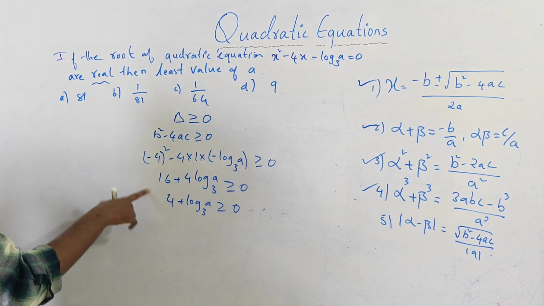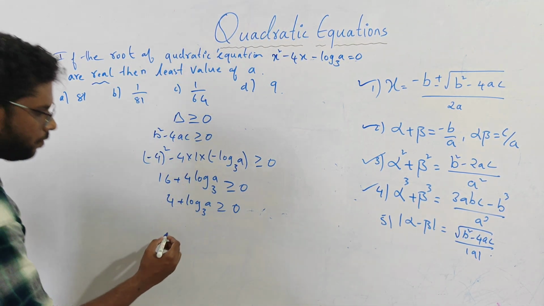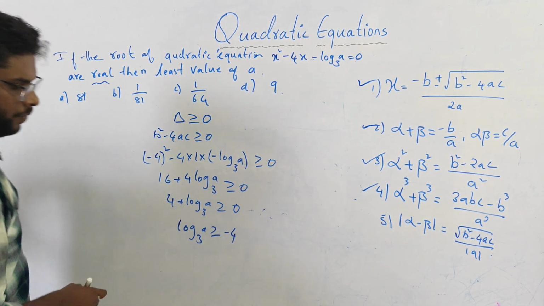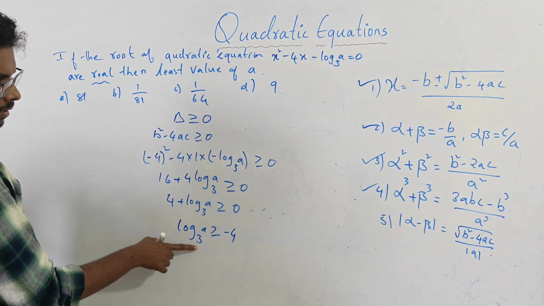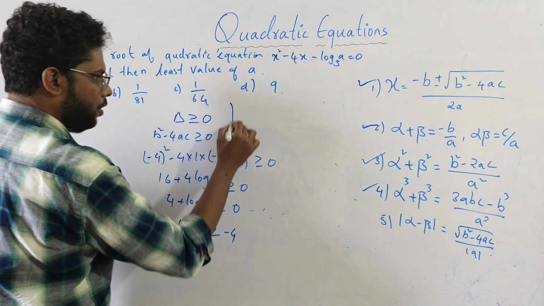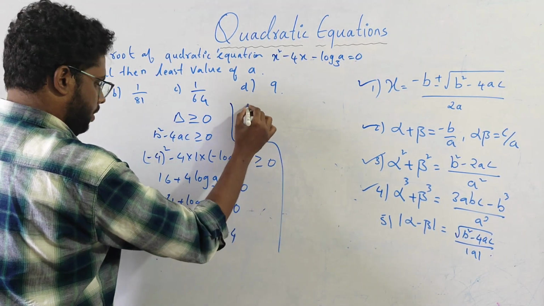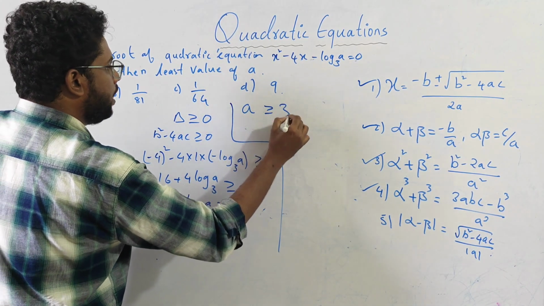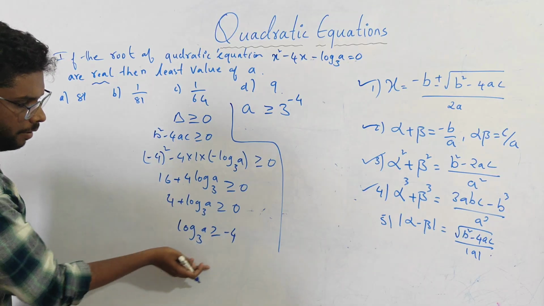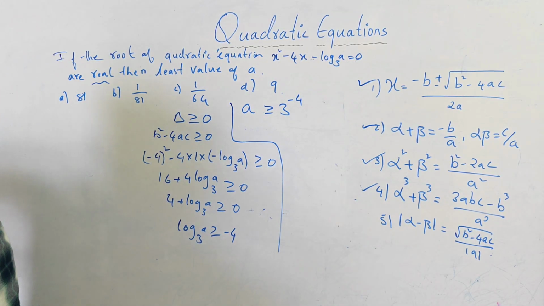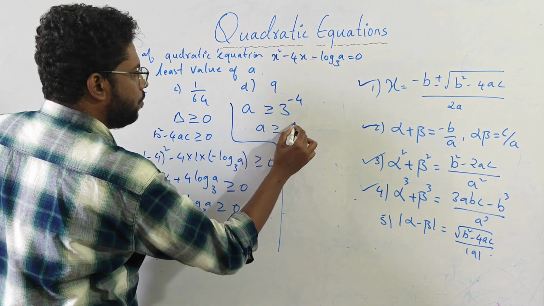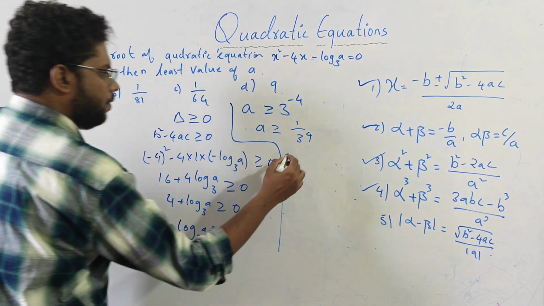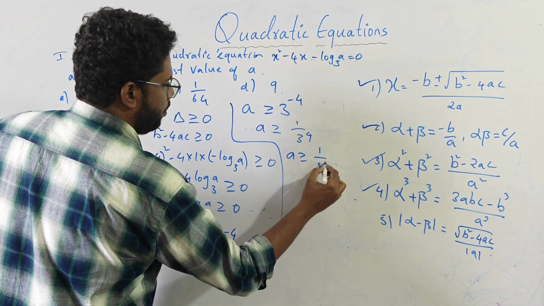Okay, taken 4 common and set that side equal to 0. Send this 4 to that side, what will become? Log a to the base 3 greater than or equal to minus 4. Now shift here, base is 3. If we go that side, we already know how we'll write it like this: a is greater than or equal to 3 to the power of minus 4. This 3 will come here and this minus 4 will go in its power. So a is greater than or equal to 1 by 3 to the power of 4. 3 to the power 4 means 81 we will get. So that is 1 by 81.